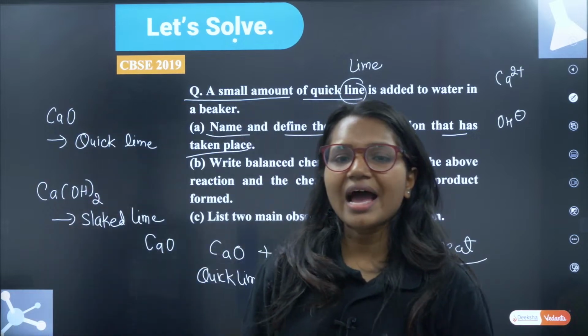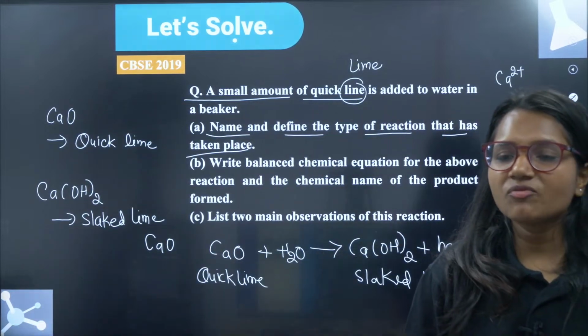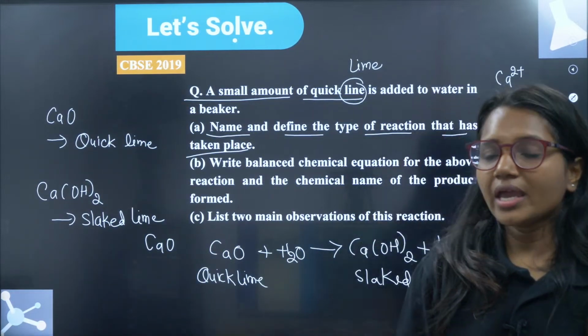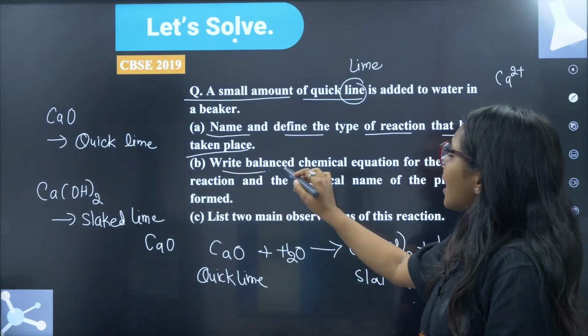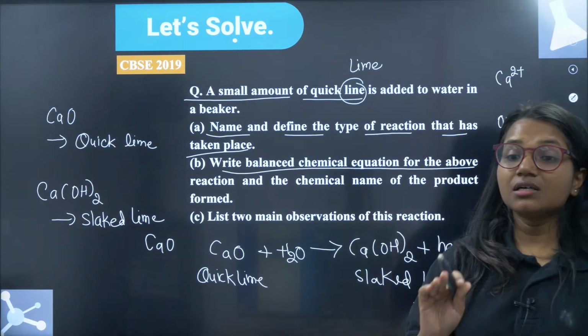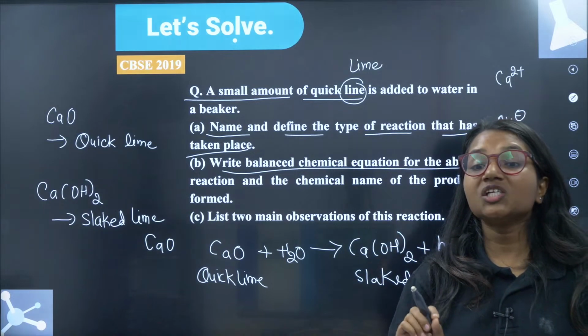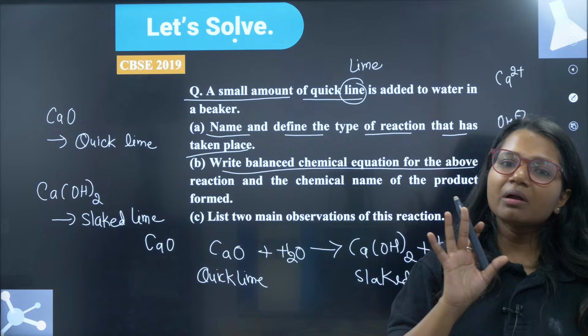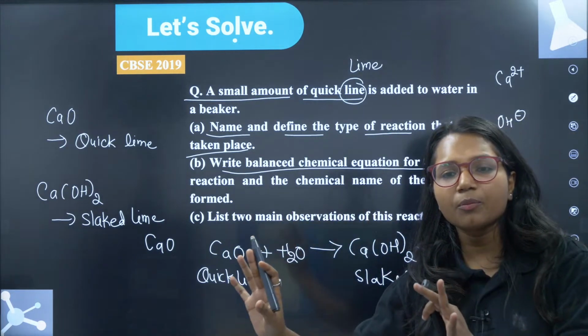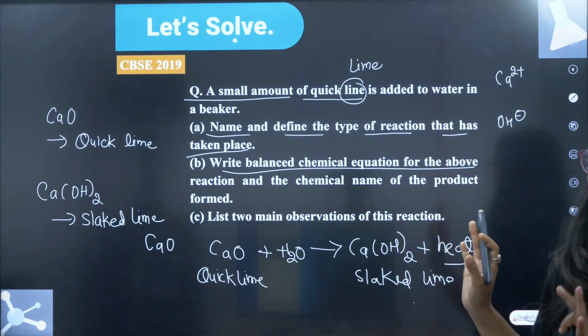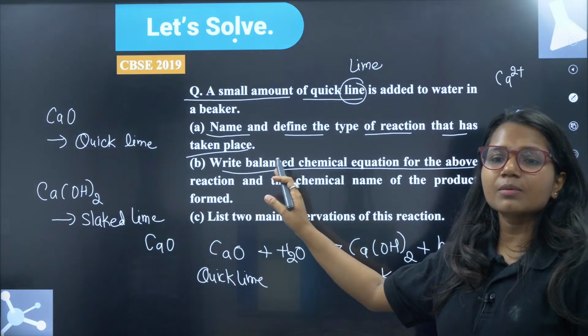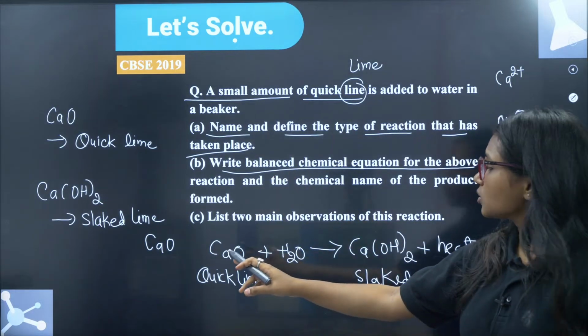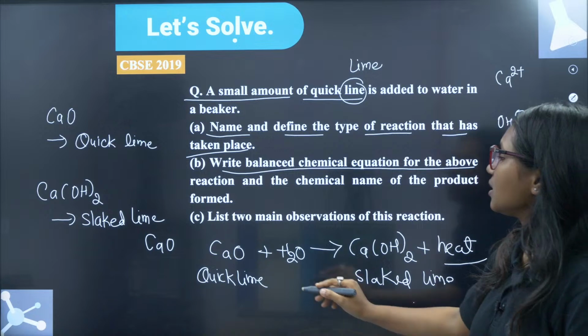Which kind of reaction is it? Can you tell me, guys? The question mentions a balanced chemical reaction. Until they mention balancing, you don't have to worry. If you remember the reactant and the product, you can write it down. But in this question they have asked about the balanced reaction, so check whether it is balanced.